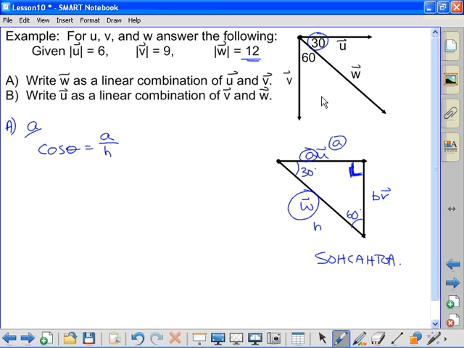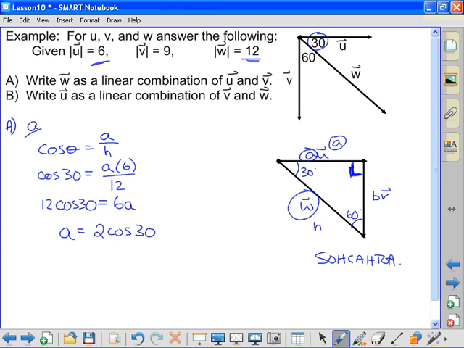So that means that cos 30 equals a, and the magnitude of u is 6, and that's from up above, divided by the magnitude of the hypotenuse, which is 12. So I have 12 over 6 reduces to a half. So 12, rearranging it, 12 cos 30 equals 6a, or a equals 2 cos 30. Okay. So there's my a value.